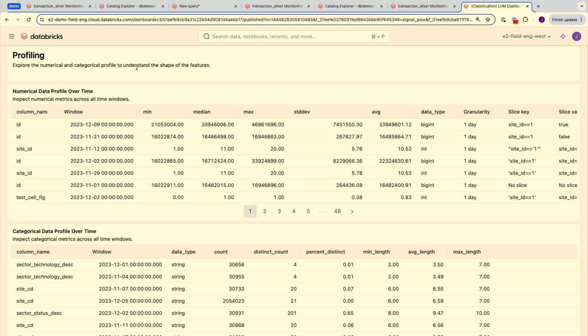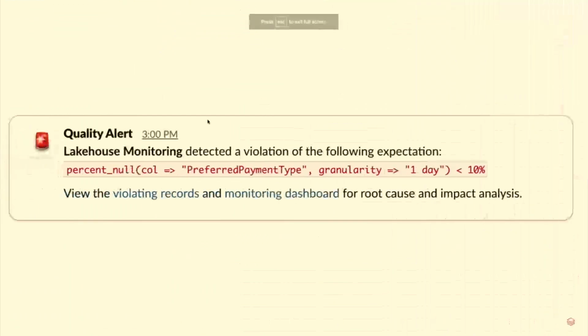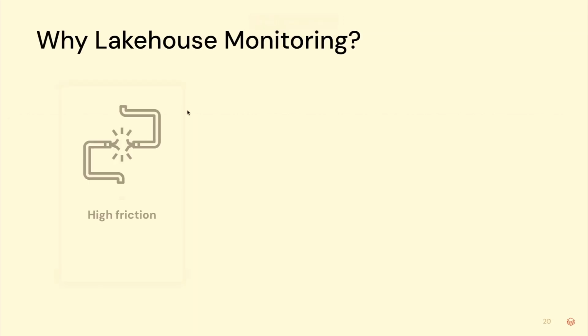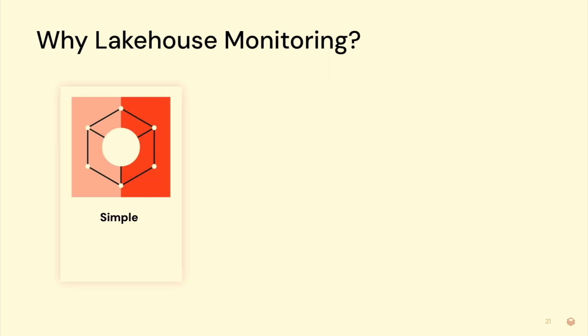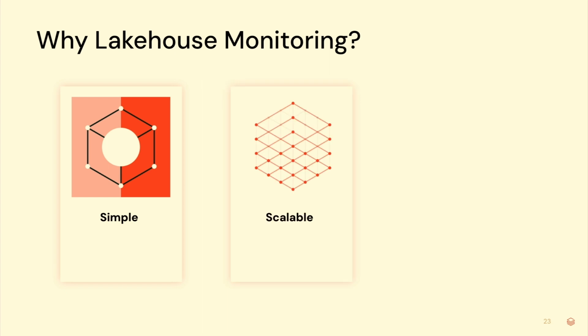Cool, let's hop back into the slides and recap what we just saw. First, we saw how easy it is to get started with monitoring. With just a few clicks, you were able to get automated profiling out of the box. Next, since Lakehouse Monitoring works on any table in Unity Catalog, you can programmatically create monitors with the API and scale this across many tables. And with one unified solution, you can scale this across your data and AI.